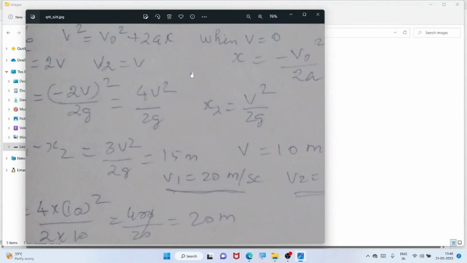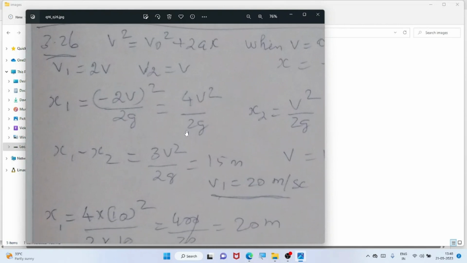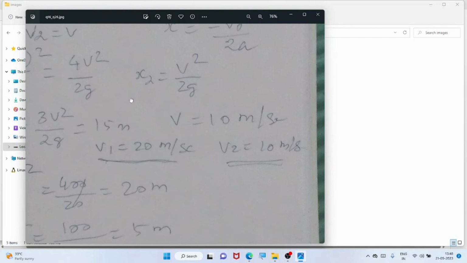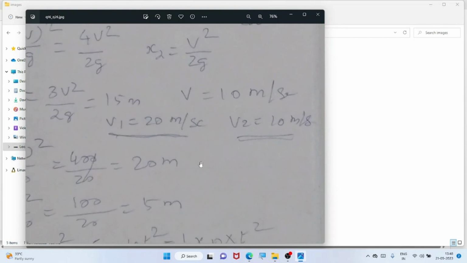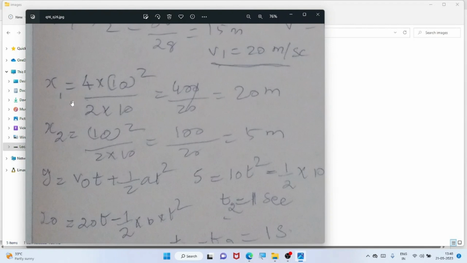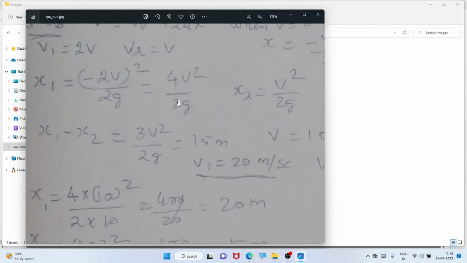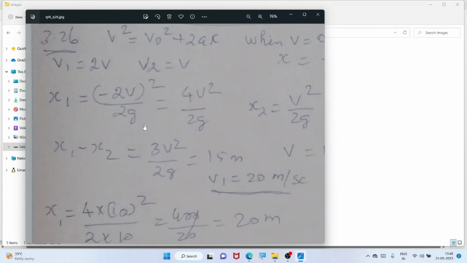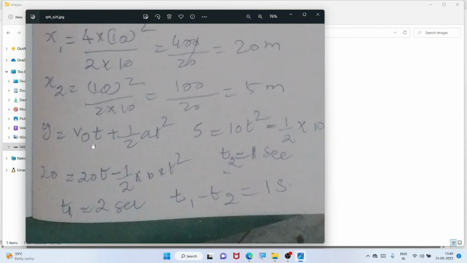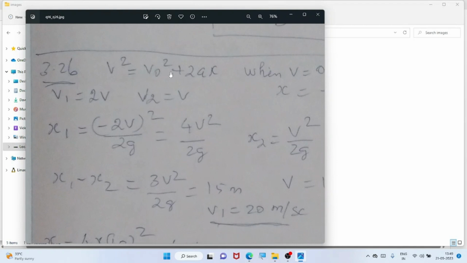We have to use these kinematic equations. Okay, first we have to find the difference between the displacements. The velocity is 10 meters per second. Initially the first is thrown at 20 meters per second, the second at 10 meters per second. First ball displacement is 20 meters; for the second ball you can use these equations. So you see how I use these equations. Then t1 is 2 seconds, t1 minus t2 is 1 second, so t2 is 1 second. Here we use two formulas: distance equals initial velocity times time plus half a t squared, and also this formula.